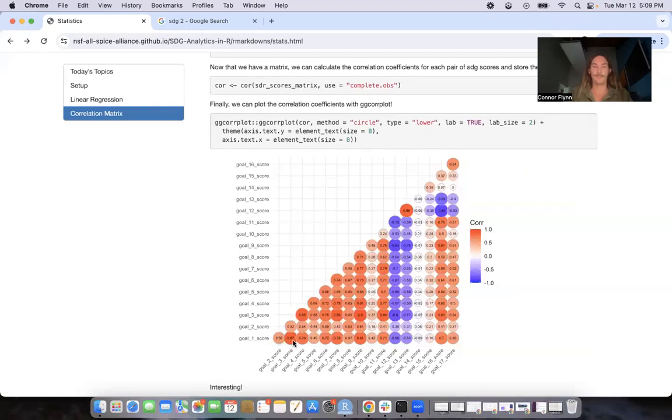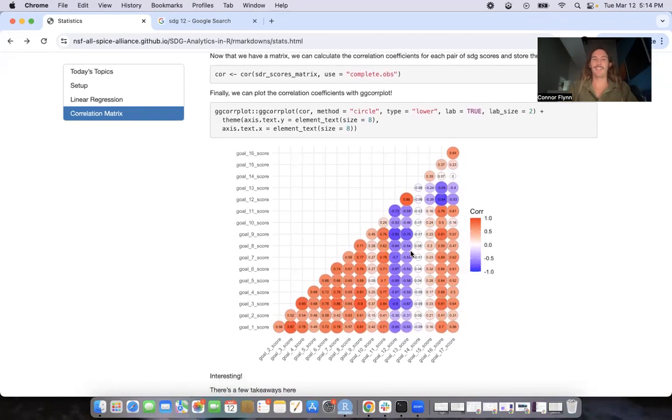But we do see some darker red circles here, right? So goal 1 and goal 3 is the bubble to the right. And that's a 0.87 out of a potential 1, indicating a really strong positive correlation. And the darker the red, again, the stronger that relationship is, or the closer to 1 we are. So that's goal 1 and goal 3, so that would be no poverty and good health and well-being. So that is suggesting goal 1 and goal 3 are very correlated with each other, and as one increases, the other tends to increase.